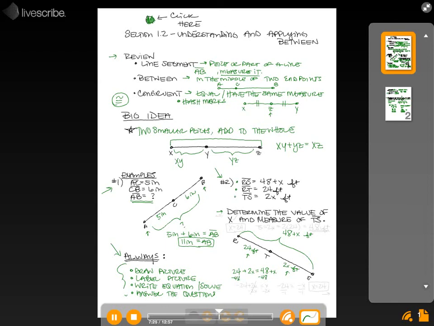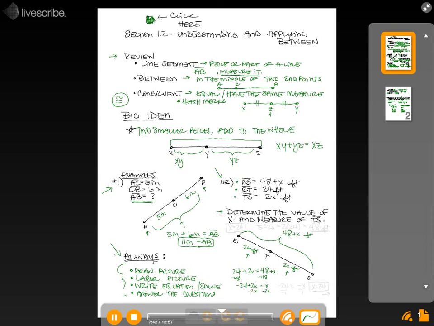And now, remember, there's more than one way to solve an equation. This isn't the only way to do it. So if you solve it a little differently, that's fine, as long as you get the same answer. 24 minus 48 is negative 24, plus 2x equals x.